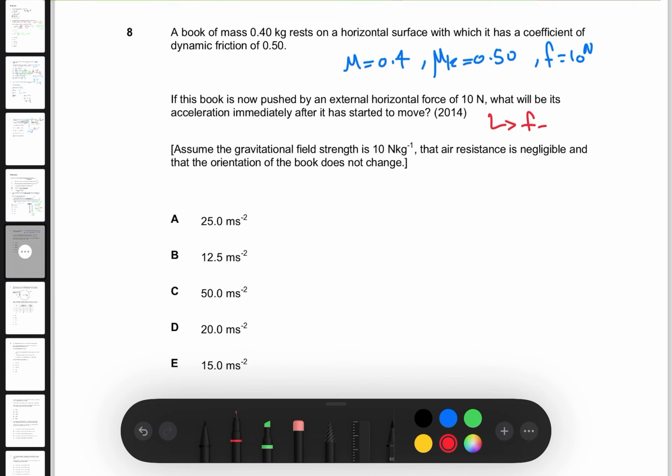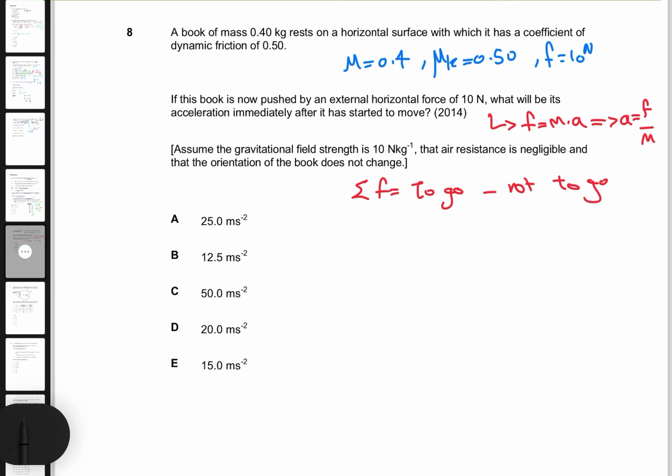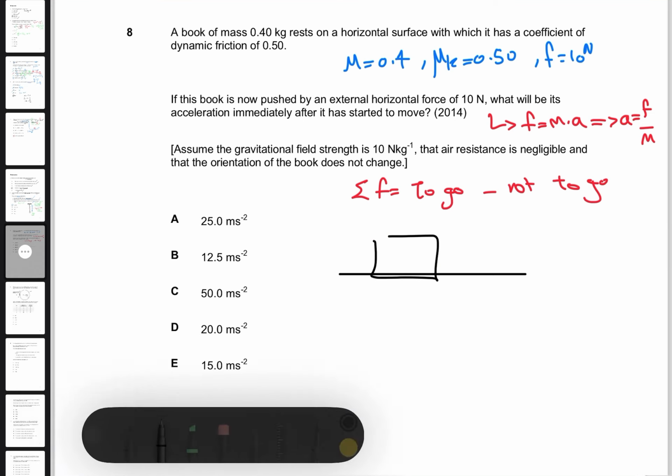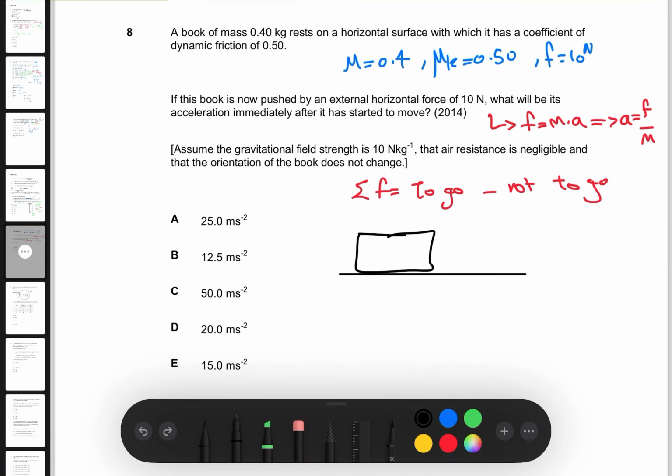Well, you have to know that F equals m times a, and acceleration is just force divided by mass. But F is sigma F there, and sigma F means the to-go forces minus the not-to-go forces. This is something you have to keep in mind. Now, let's imagine this is the surface. We have this book, or this object, that has a mass of 0.4 kilograms.